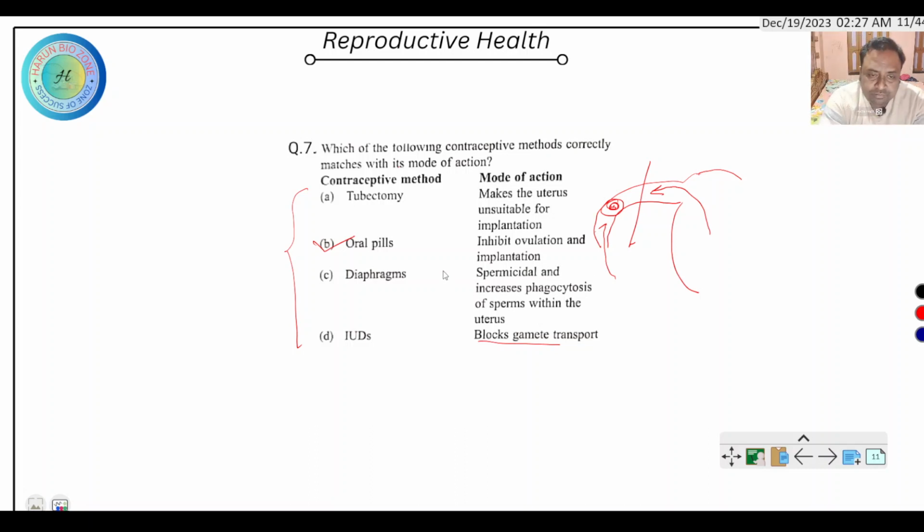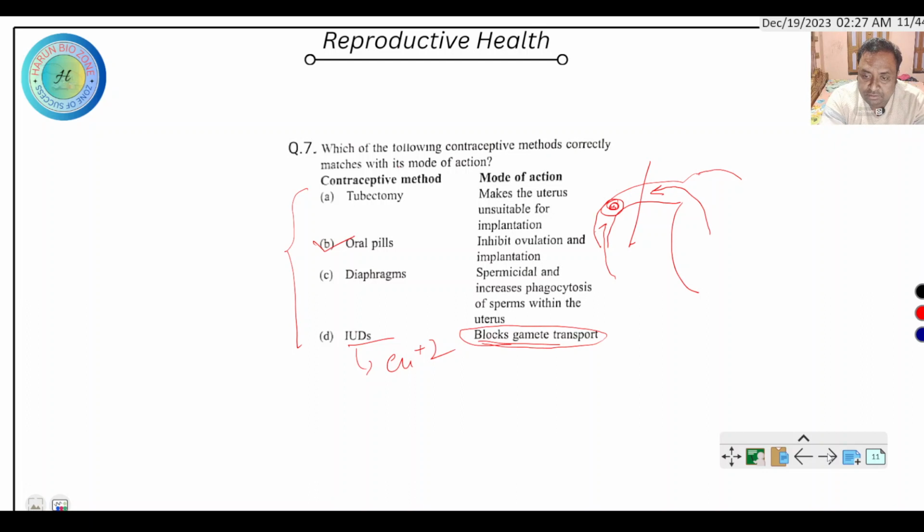IUD, intrauterine device. Maybe this is also a right option, but the main function of an IUD is to release copper ions. So here the oral pills is the right answer. IUDs inhibit phagocytosis, stimulate phagocytosis and decrease sperm motility.